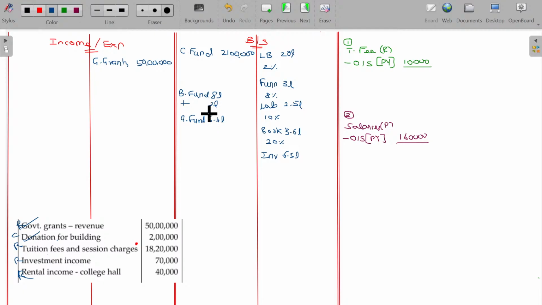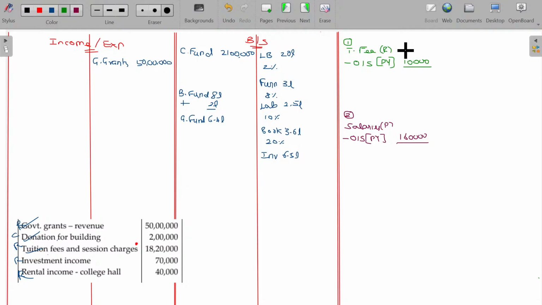Already we have how much? 8 lakhs up to the last date of the earlier year. In this year, we collected another 2 lakhs. So hereafter, we have the amount of rupees 10 lakhs for the building fund. If the building fund is sufficient to purchase the building, then they will use it for purchasing the building. And tuition fee and session charges, it's a received one.